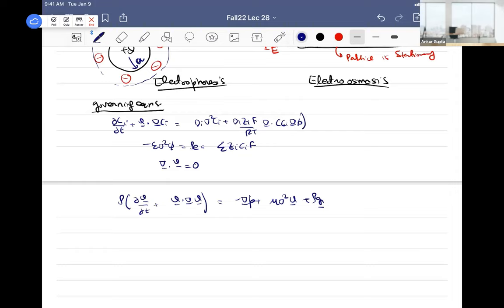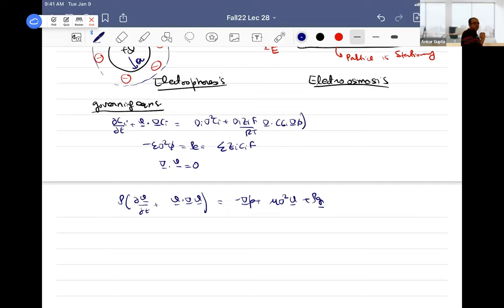But this is obviously, as you can see, more complicated than the usual system because now we also have an electric field to take care of. And there are multiple length scales, multiple time scales. It's a very, very notorious problem. So these are the governing equations, okay?